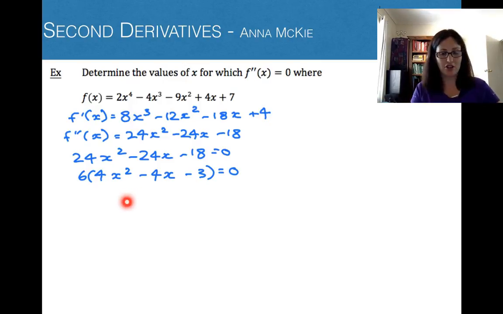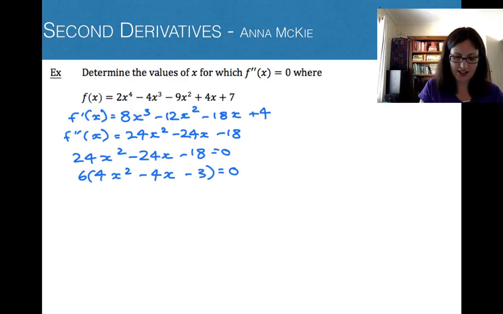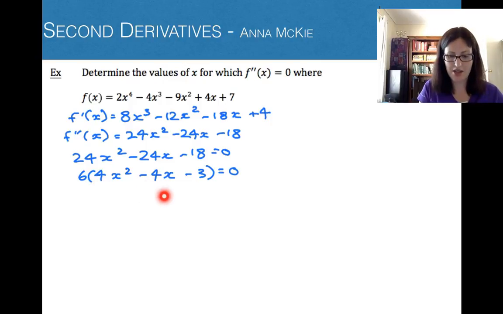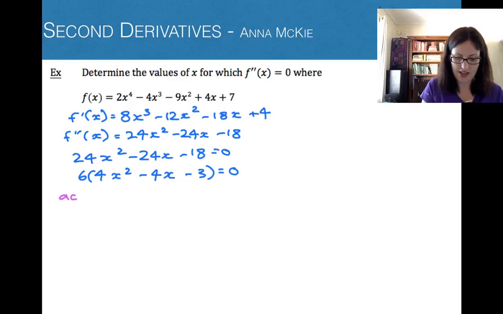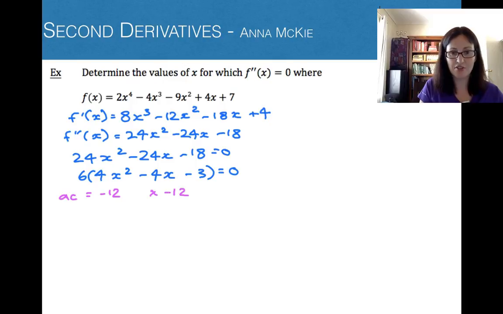Okay, splitting the middle term, you need to look at the a and the c. So remember the coefficient, that's a, b, and c. So ac is 4 times by negative 3. That would give you negative 12. So you have to ask yourself, what two numbers when times together gives you negative 12, but when you add them, give that middle term of negative 4.